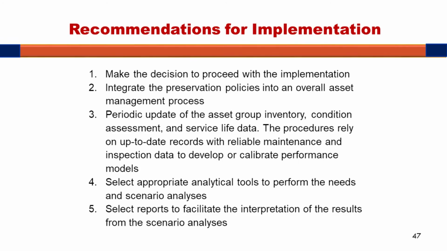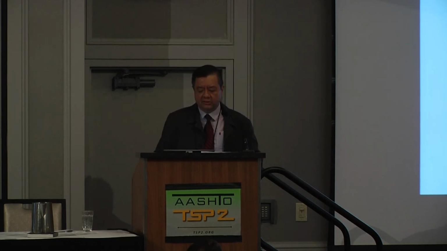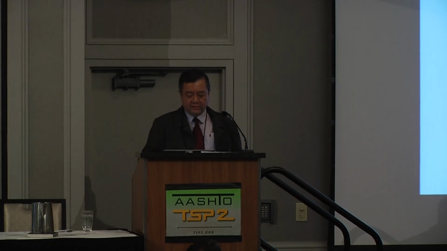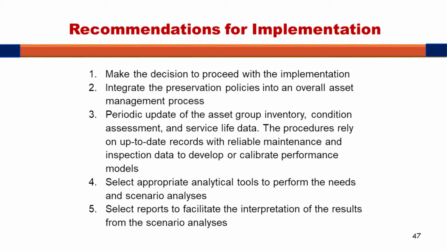So finally, the recommendation: we're really expecting whoever is going to do it to be implementing. We want to implement it. So the first step is to make a decision, of course. We have to implement the framework, really integrate the preservation policies in the agency in an overall asset management process, update the asset group inventory, condition assessment, because if the data is not updated, well, you will not get good results, service life data, procedures, recording, calibrate your performance models. That's what you just mentioned, like different weathers, different conditions, different situations. And then pick the tool that fits your needs best, your data and what you're looking for in your process. And finally, for communication, select the reports that will facilitate interpretation. Make it as simple as you can.